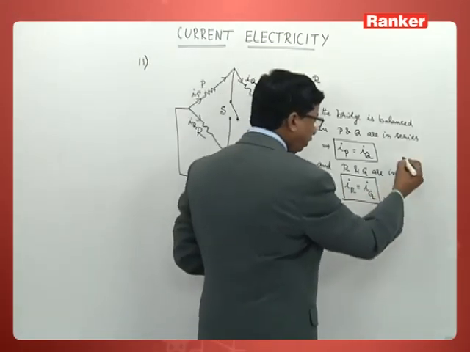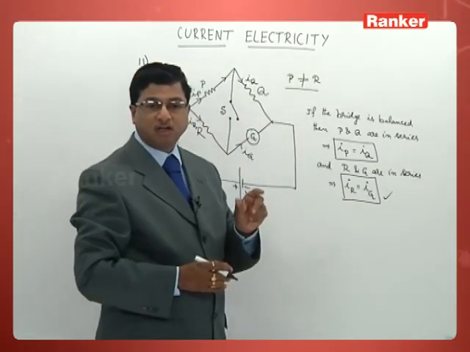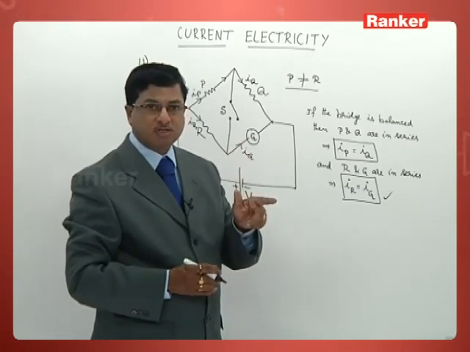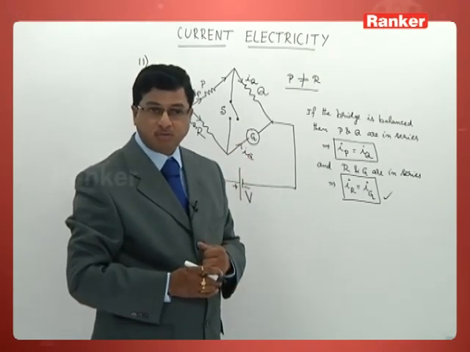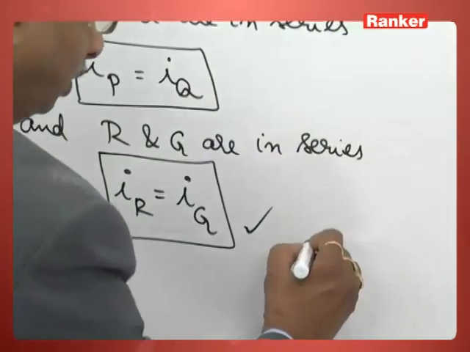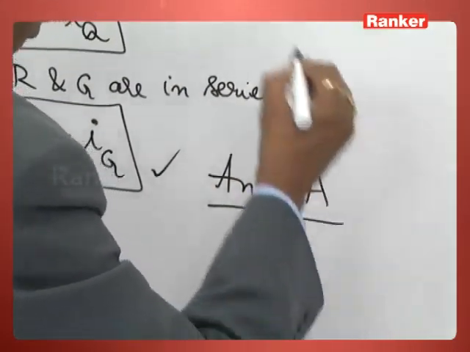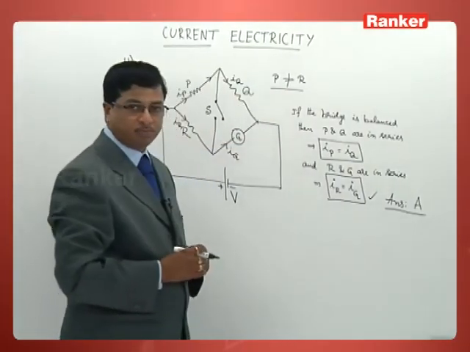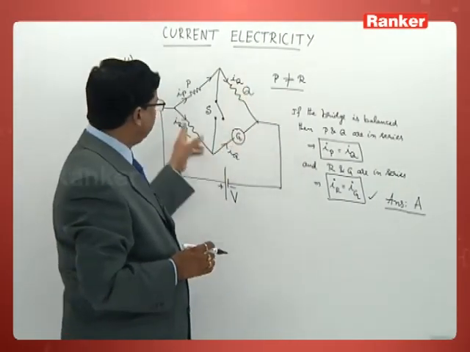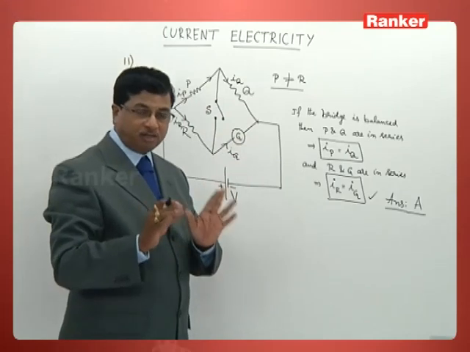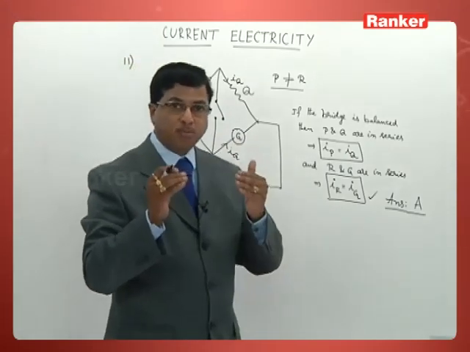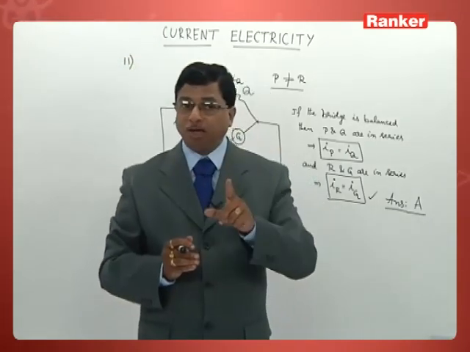IR must be equal to IG. That is the very first option given in this particular question. So you can say now the answer for this question is simply the first option, that is A. But all of you should immediately get to your mind that this is a Wheatstone bridge and very well balanced.